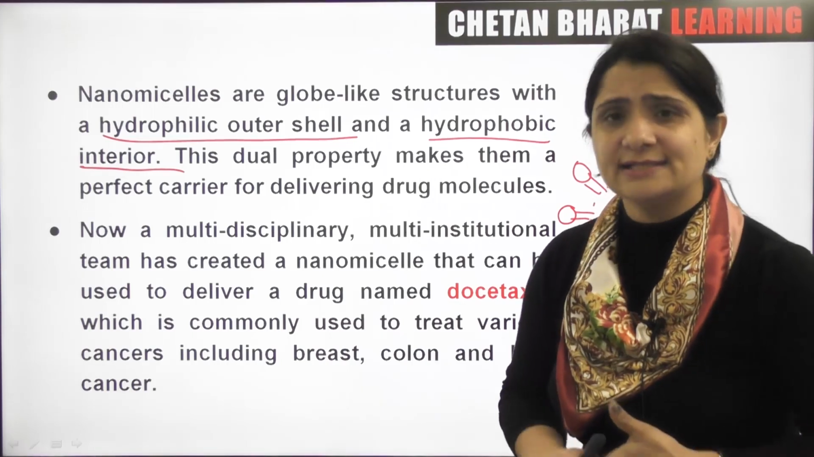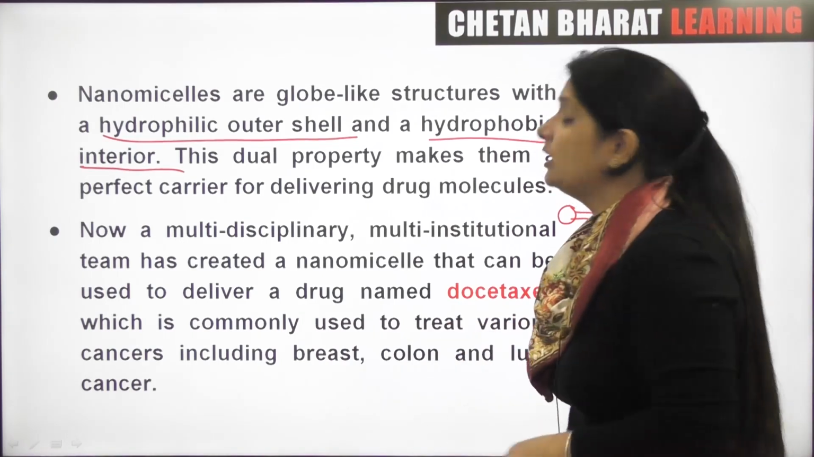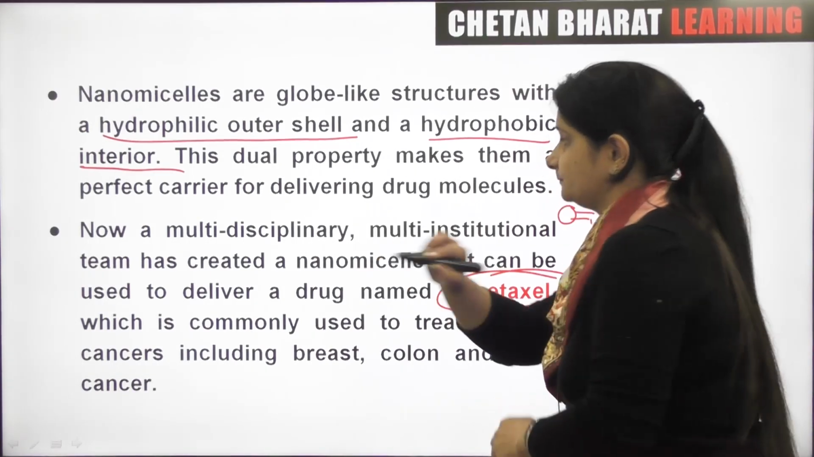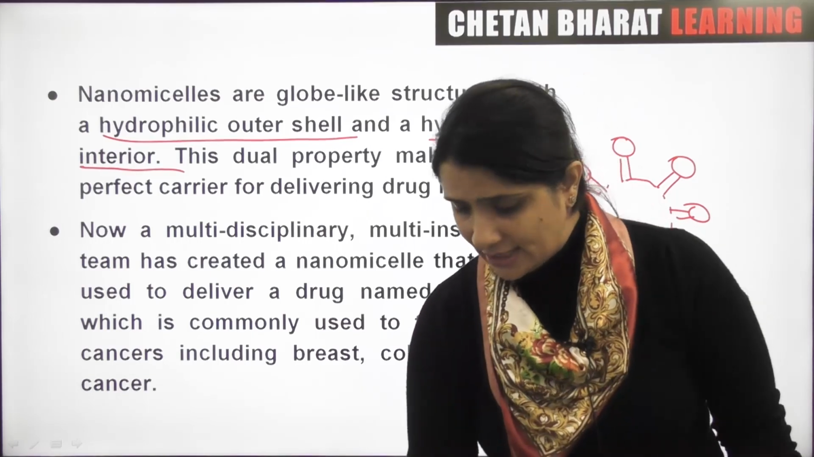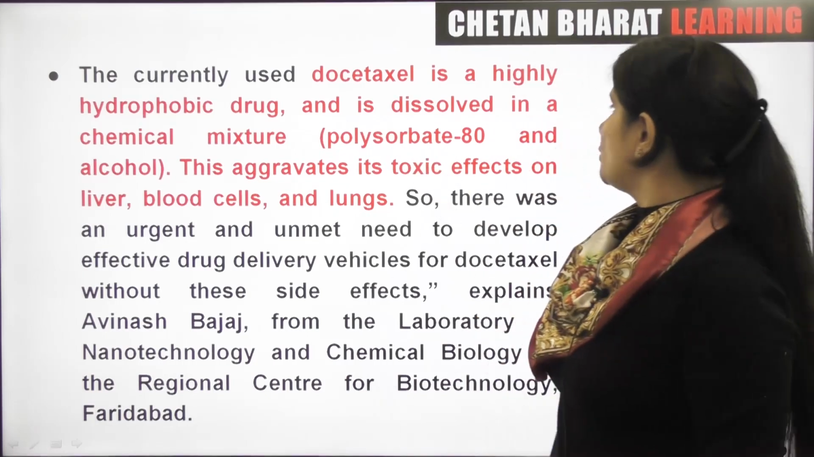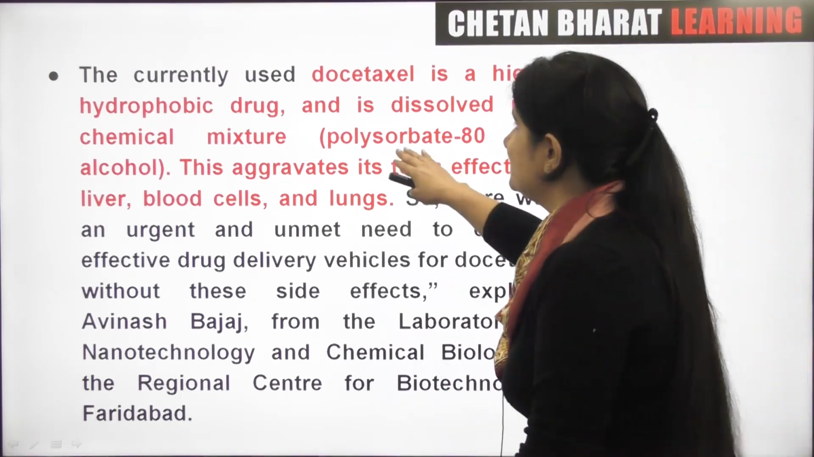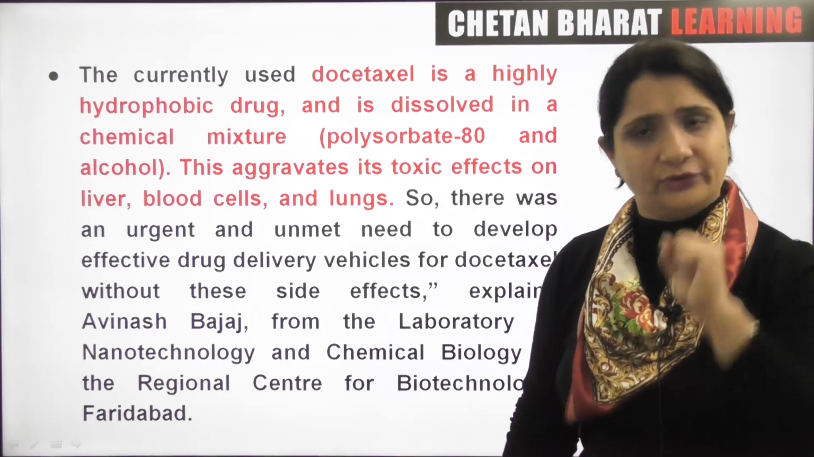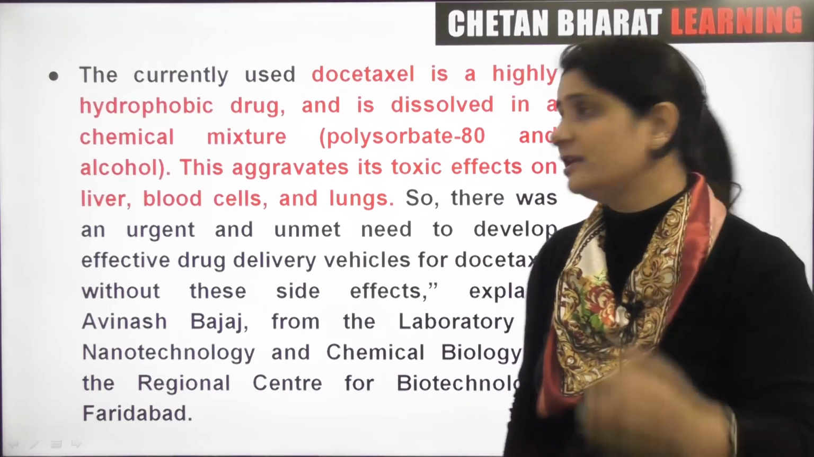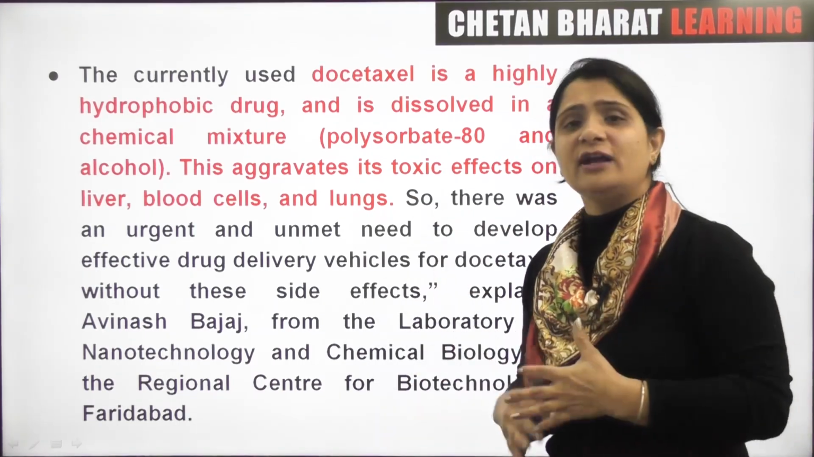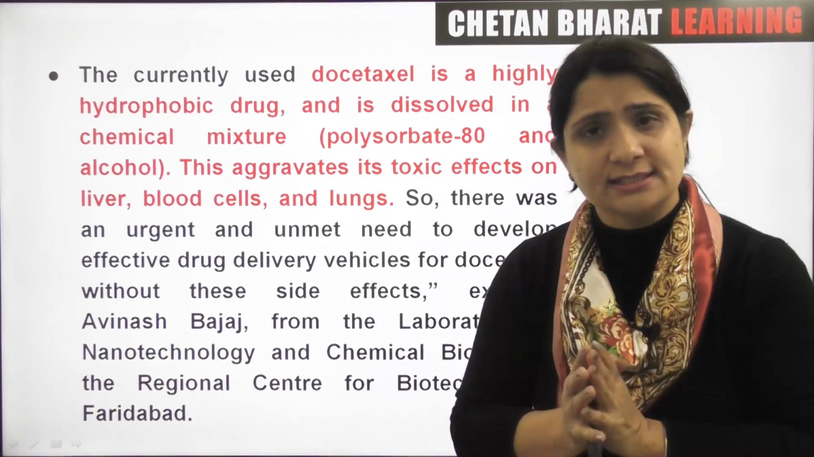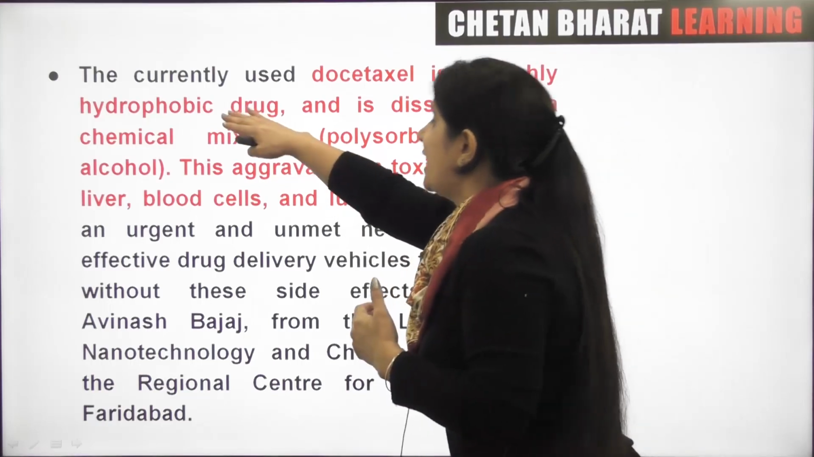If I talk about the cancer of the breast, lung and colon, a very important drug that has been in use is docetaxel. But this docetaxel was conjugated with the chemical mixture of polysorbate 80 and alcohol. As a result, this hydrophobic drug would damage the other cells of the body such as blood cells, liver cells and lungs. So it aggravated the toxic effects. So there was a need to develop such a system for the drugs which are hydrophobic.